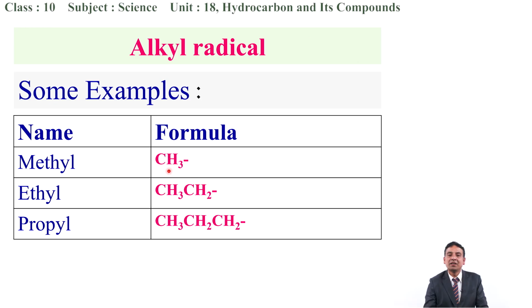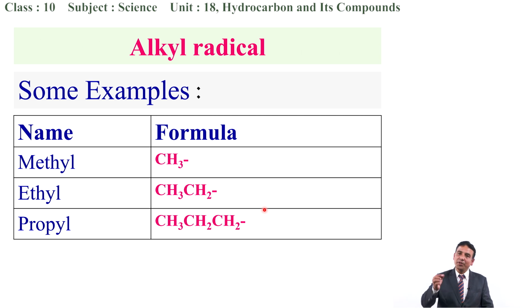You can see here. This is obtained by removing one hydrogen atom from the methane, as well as this radical is obtained by removing one hydrogen atom from the ethane, as well as if one hydrogen atom is removed from the propane, then what is it called? Yes, this is called the propyl. They are called the radicals: methyl radical, ethyl radical, as well as the propyl radical. If you remove one hydrogen atom from the butane, then what is it called? It is called the butyl radical.